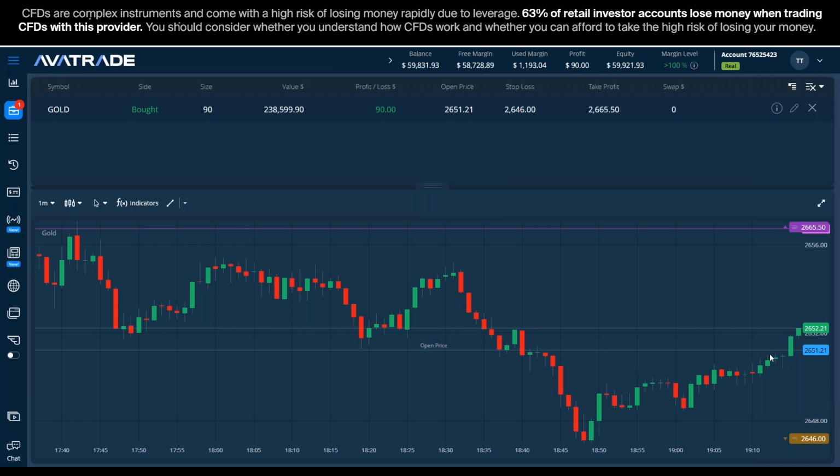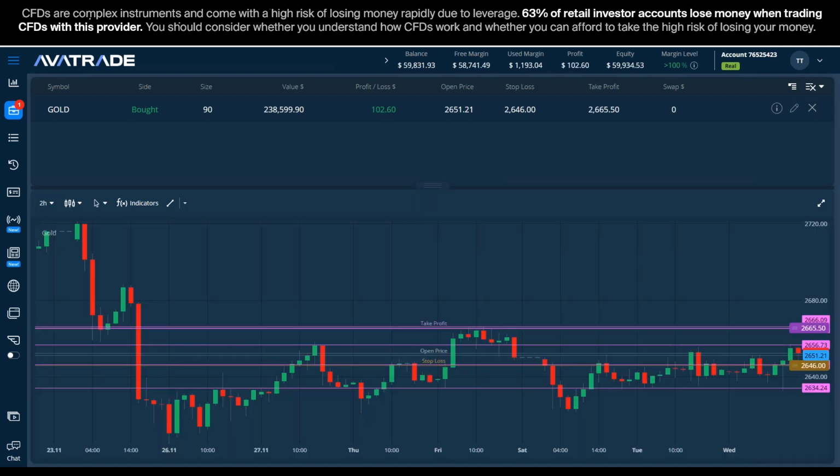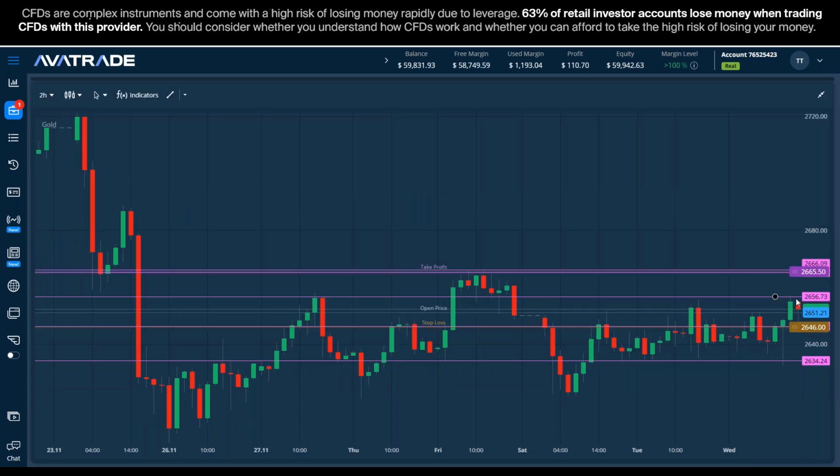Okay, so it looks like we caught this at a good time, at a good spot where it really is bouncing up to try and go towards our take profit up here. Okay, here's the first resistance where you could take some more profit if it reaches here, and we've got our take profit just before the second resistance.